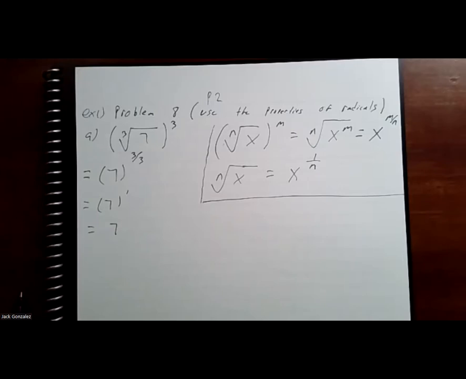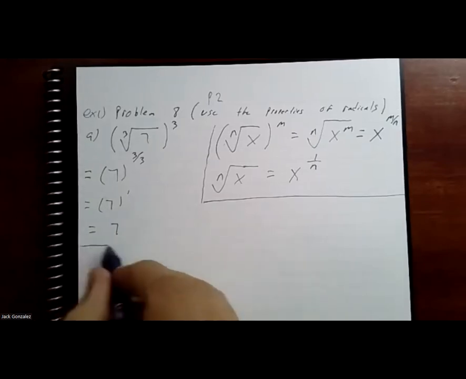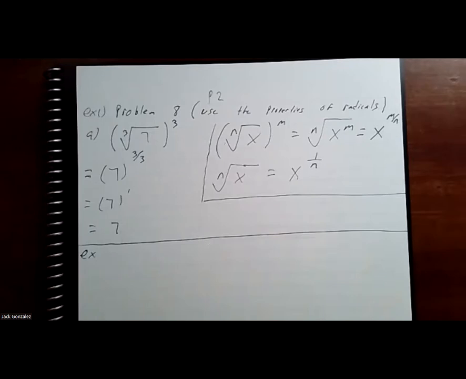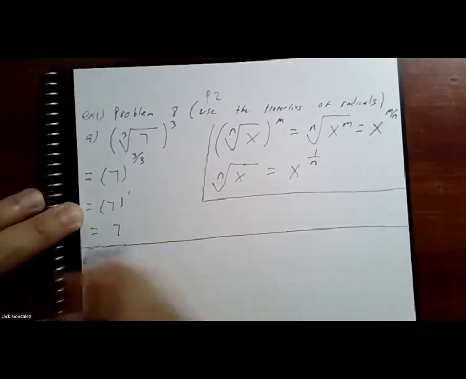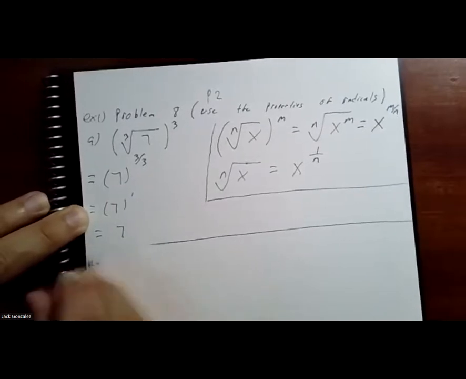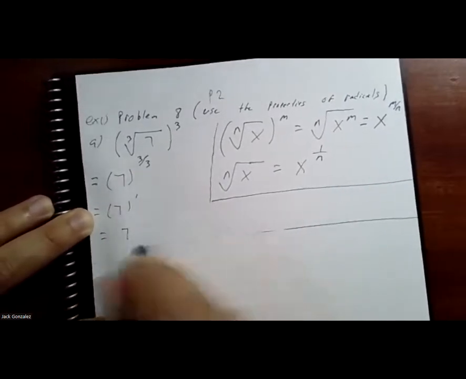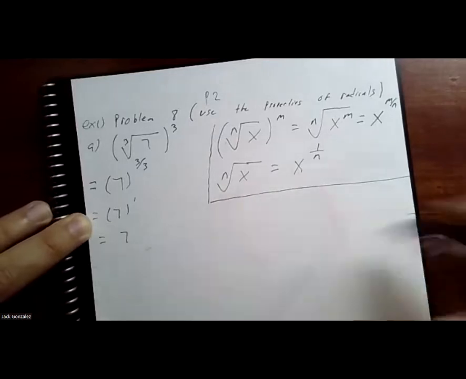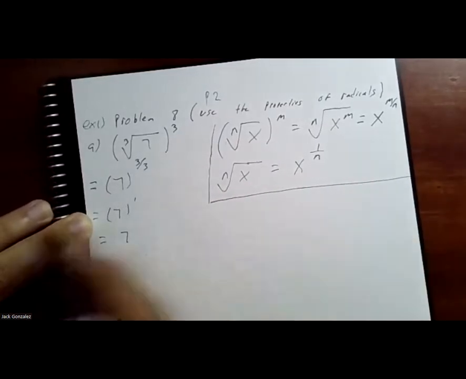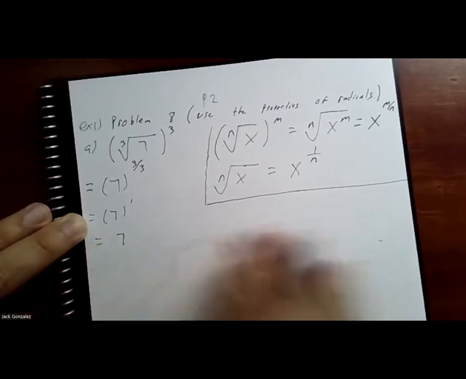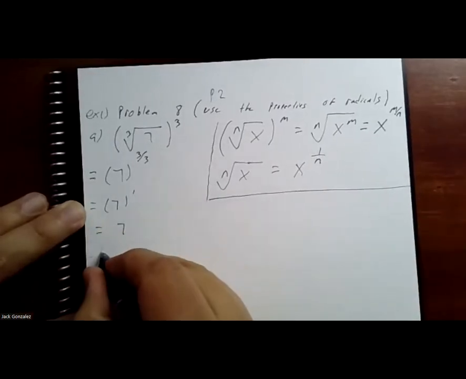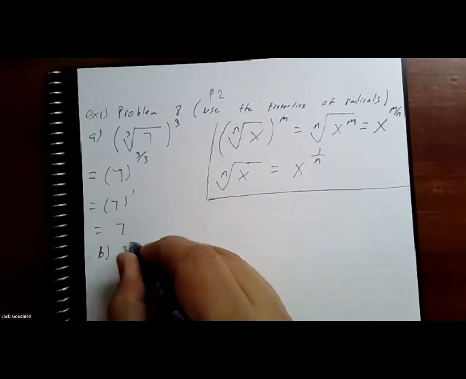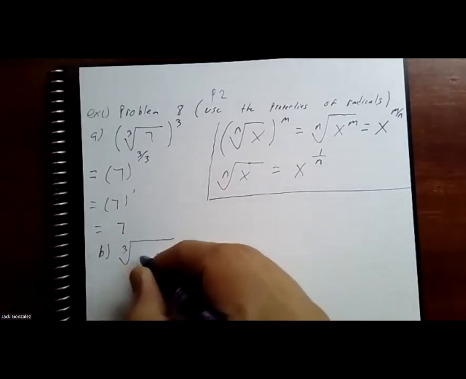Any other questions on example 1 or in general? I guess we could do part B. Part B looks harder. Part B is the cube root of 8x cubed.